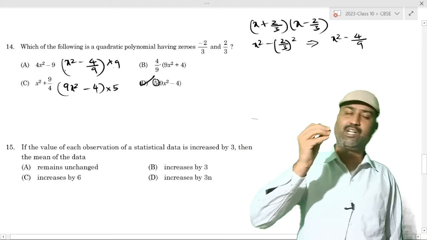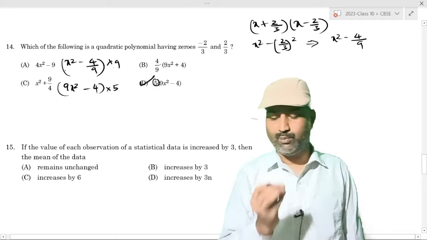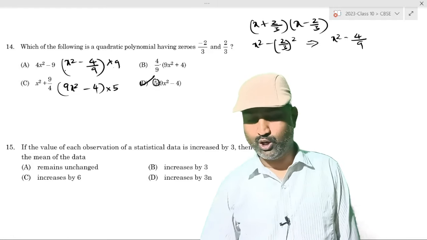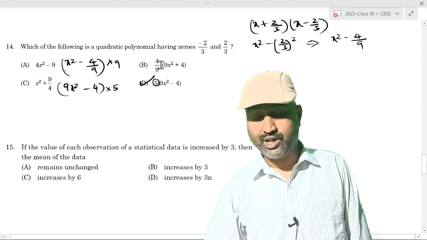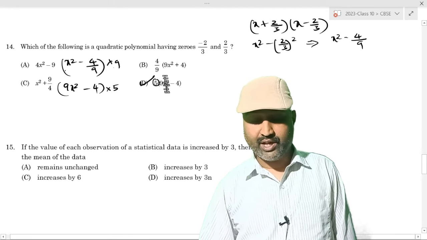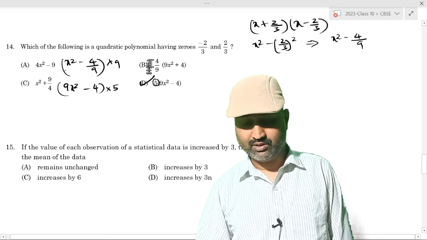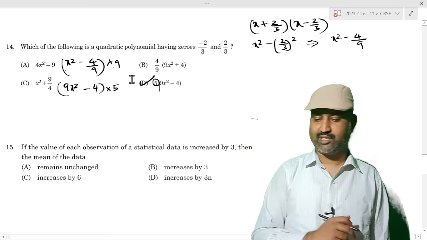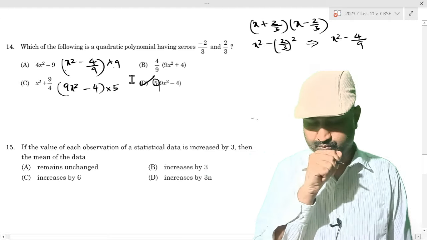Remember, I can multiply any constant to a polynomial. Remember it. Therefore, option D. Don't waste too much time dealing with these solutions. Try to multiply by some constant, and you will ultimately get the answer, okay?